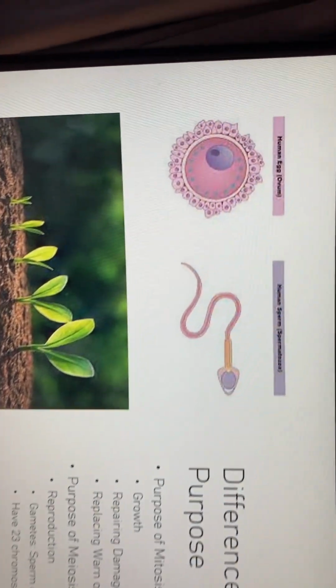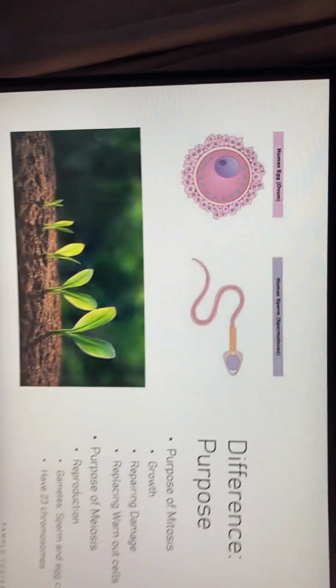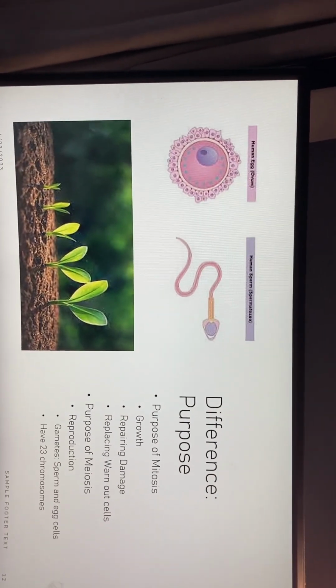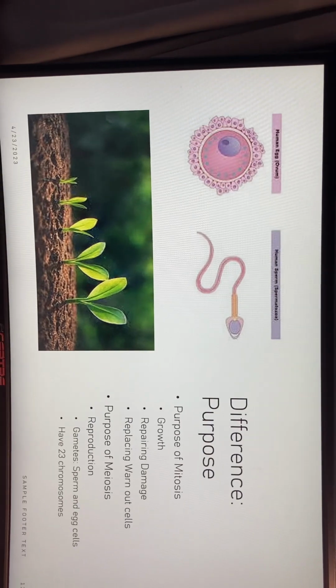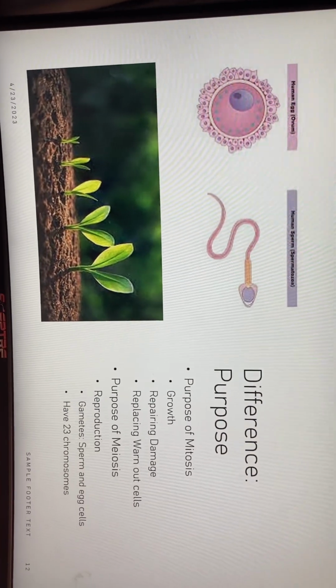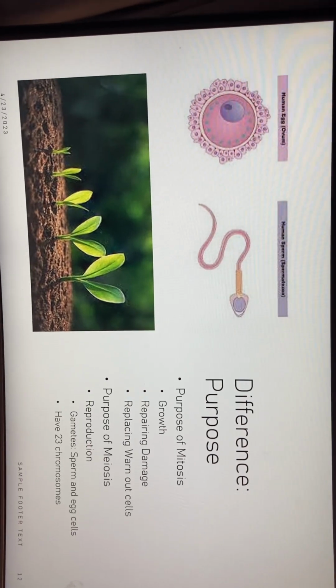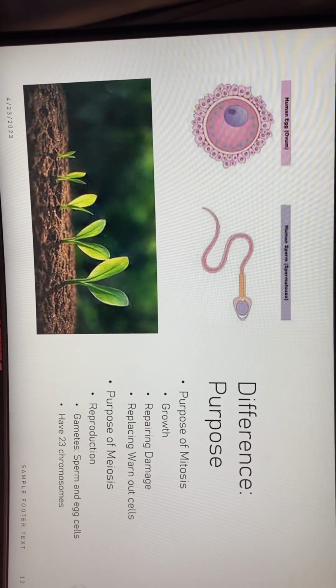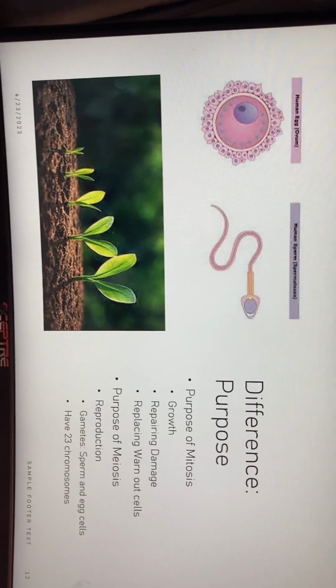Each of these cells have 23 chromosomes, and obviously 23, it's 46 divided by 2. So when those two combine, you'll get the 46 chromosomes that are found in humans, and it creates a lot of genetic variation.